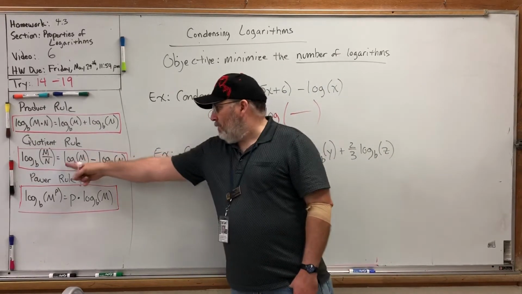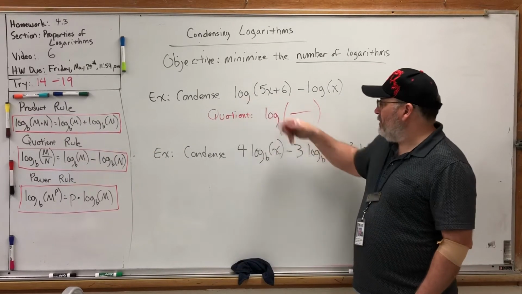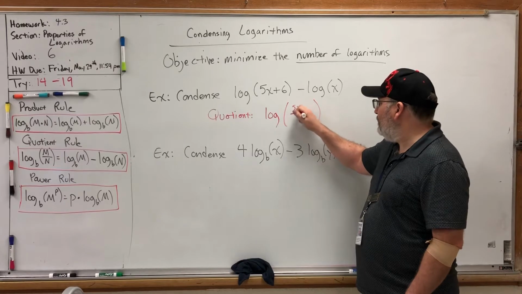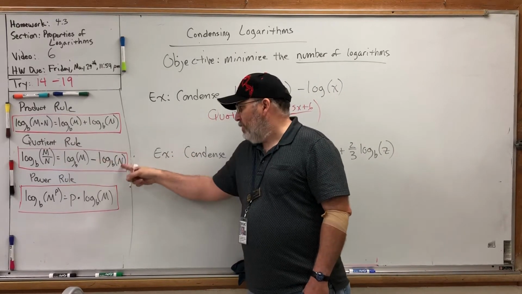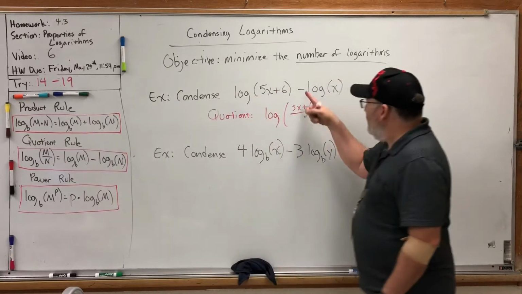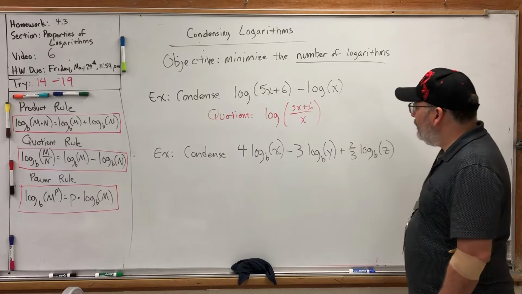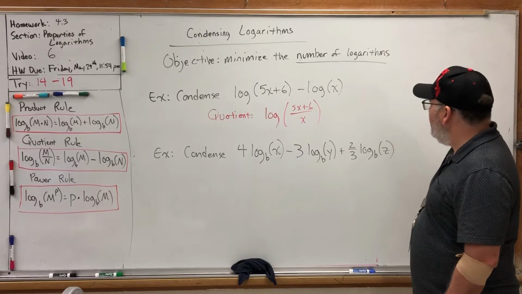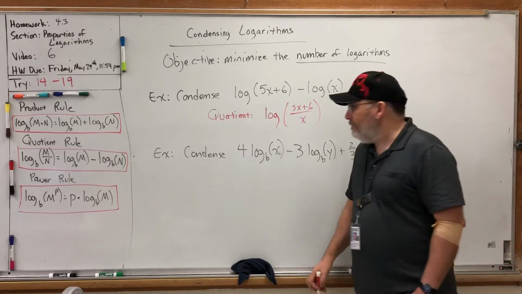The positive log's argument goes on top. The positive log's argument is 5x plus 6. The negative log's argument goes on the bottom. The negative log's argument is x, so it goes on the bottom. If my goal is to minimize the number of logarithms, I'm done, because I have just one logarithm. That was quick.